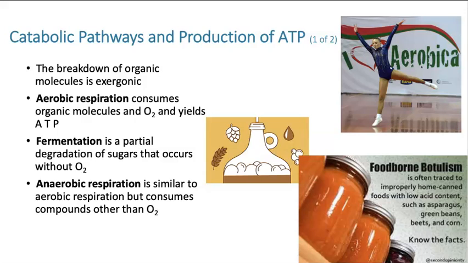And there are 3 ways that you can make ATP. The first is aerobic respiration. I got a little picture here of somebody doing a dance routine or aerobics, and that's not what I mean by aerobic respiration. What I mean is what's happening at the cellular level, where organic molecules are consumed and oxygen is consumed, and the outcome of that is ATP. ATP is essential. But aerobic respiration isn't the only way that you can make ATP. There's a couple other ways.